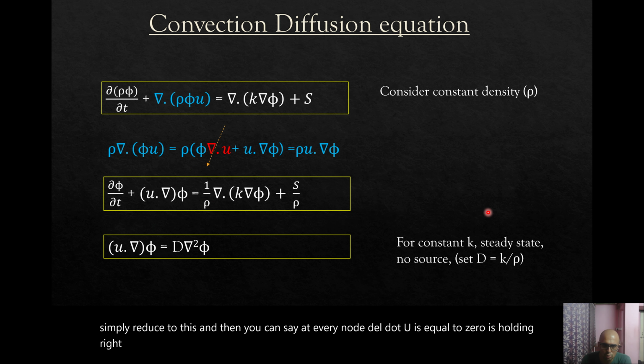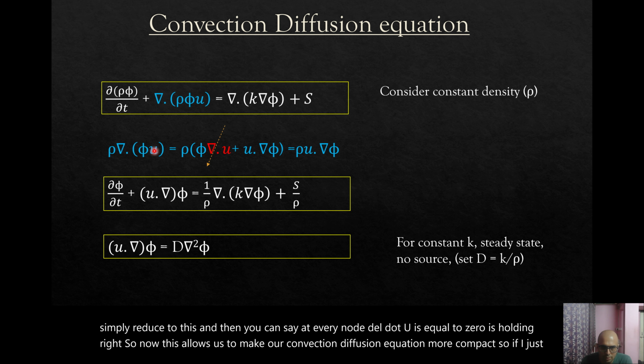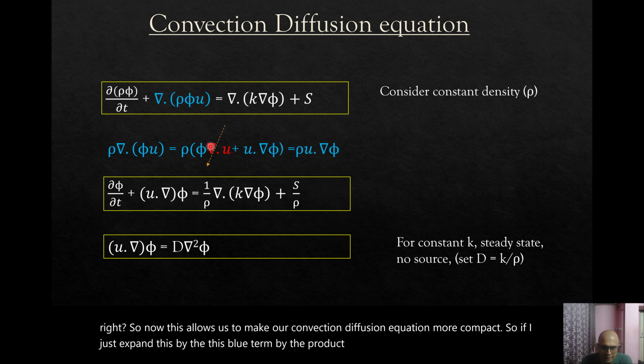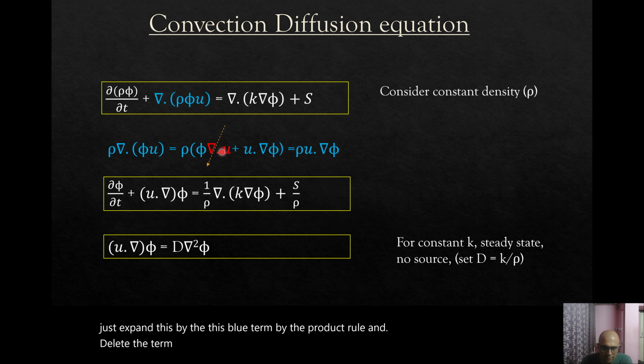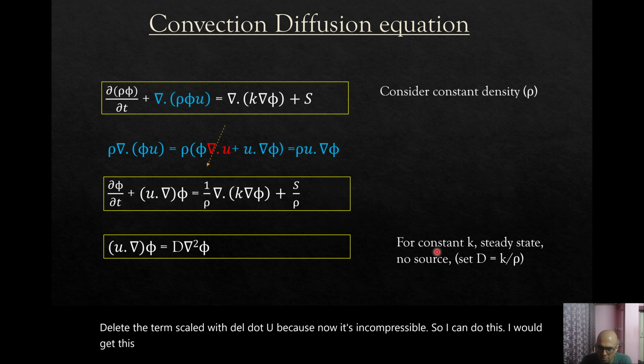So now this allows us to make our convection diffusion equation more compact. If I just expand this blue term by the product rule and delete the term scaled with del dot u, because now it's incompressible, I would get this equation. And with further simplifications, like constant k, steady state, no source, I can just get the simplified form, that is the convection diffusion equation.